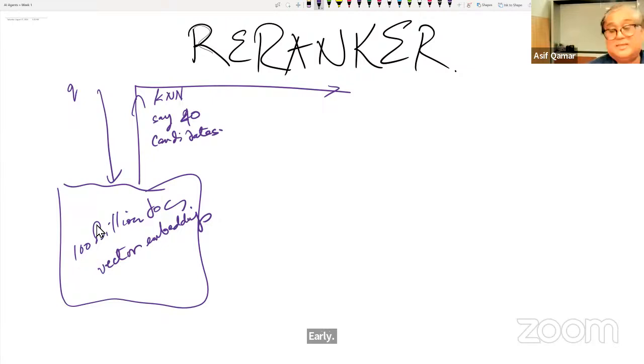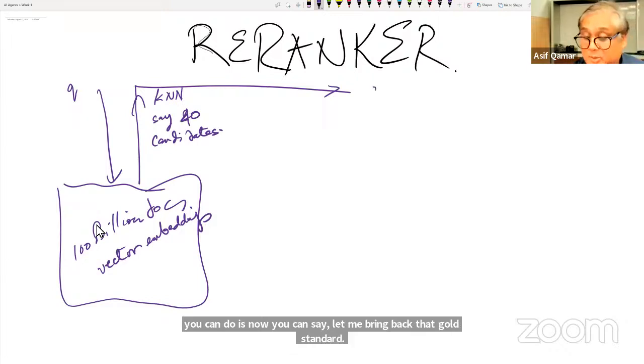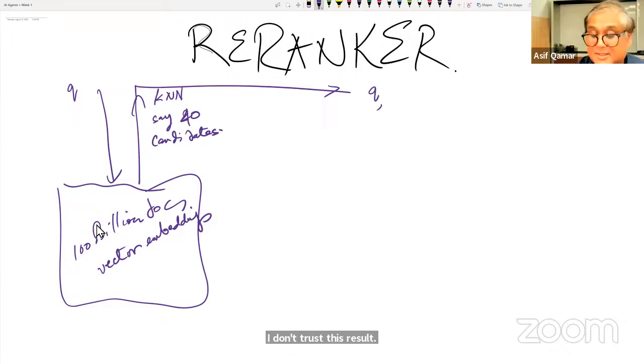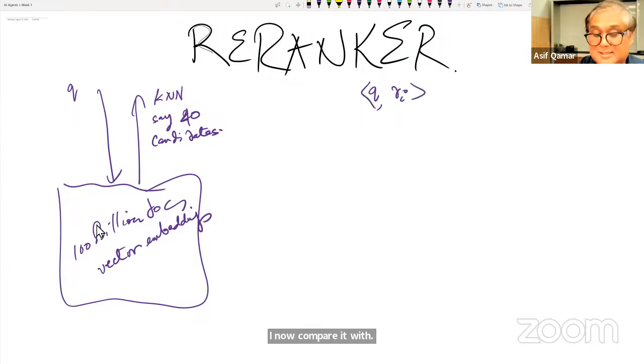Alternatively, what you can do is say, let me bring back that gold standard. I don't trust this result. Given this query, I now compare it with each of the results Ri. I do a similarity search, yeah, using a bi-encoder.